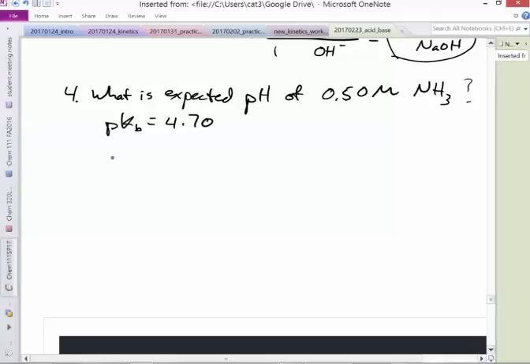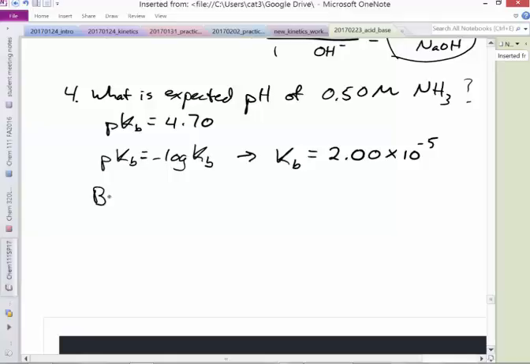All right. Kb is 10 to the negative pKb. Kb is 10 to the negative 4.70, which is about 2.0 times 10 to the negative 5, as written. And then you might write a balanced equation.